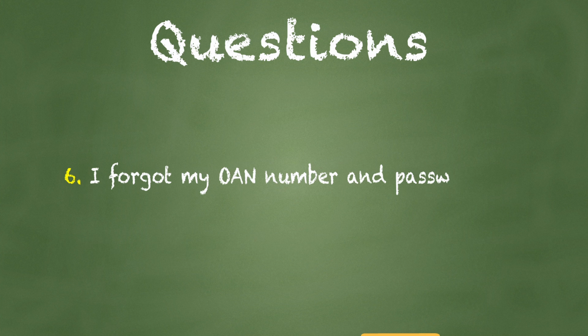I forgot my OAN number and password. What should I do? If you've forgotten your OAN number and password, not to worry. Simply visit the closest financial aid office to your home, and we'll be more than happy to reset your password. Even if you're a Ryerson student, you don't necessarily need to come to Ryerson's financial aid office. If there is a financial aid office closer to you, feel free to visit them to have your password reset.